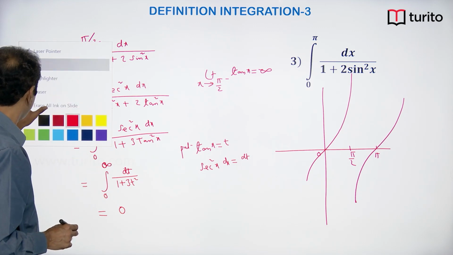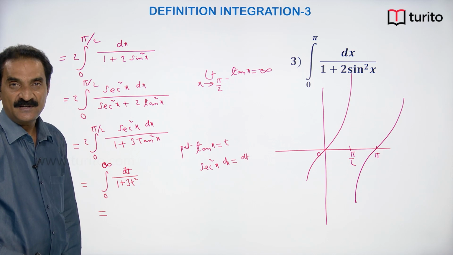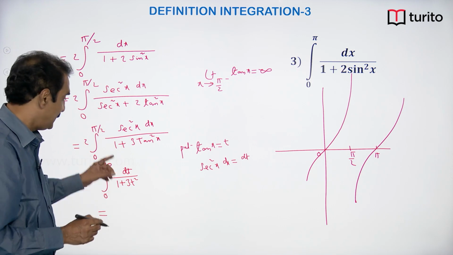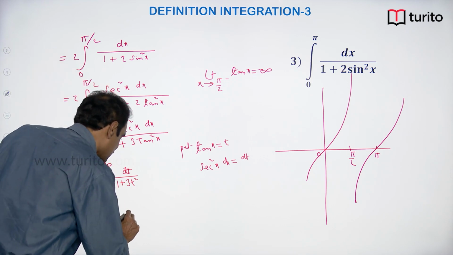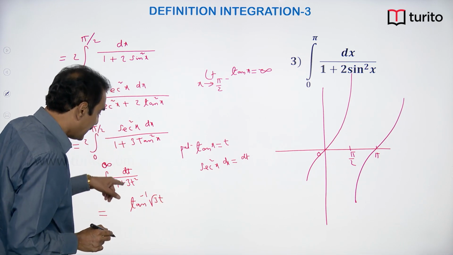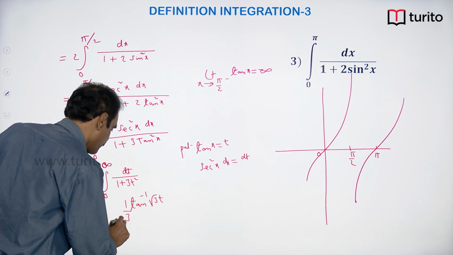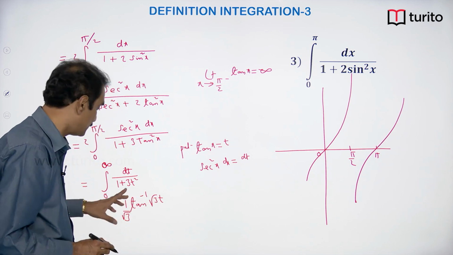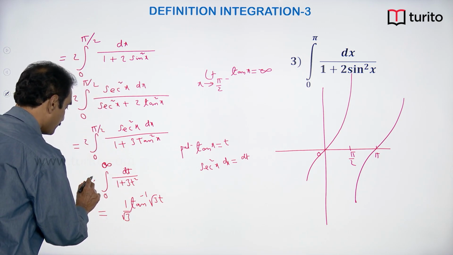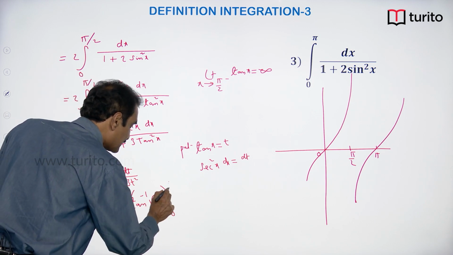Now, what is the integral of 1 by 1 plus 3t square? If you write this as root 3t whole square, the integral of 1 by 1 plus x square is tan inverse x. So it is tan inverse root 3t, and then we have to divide by the inner derivative root 3. The inner derivative of root 3t is root 3. Now the 2 is also there. Now we have to substitute limits 0 to infinity.